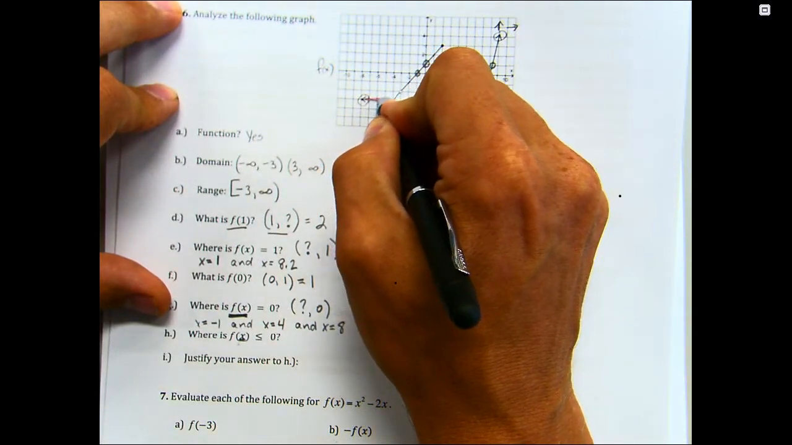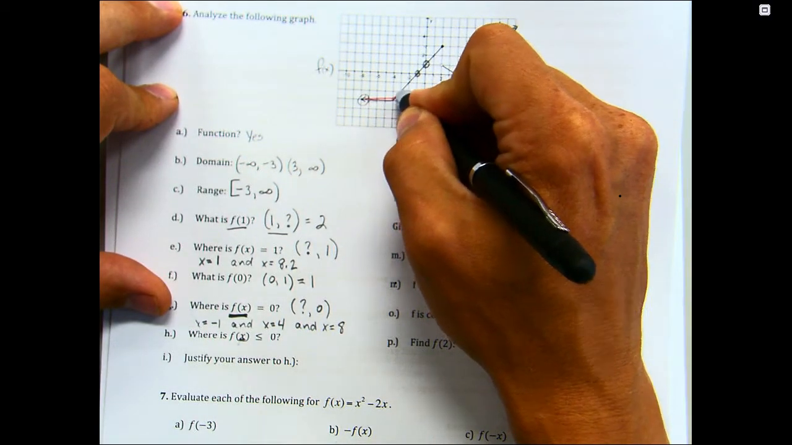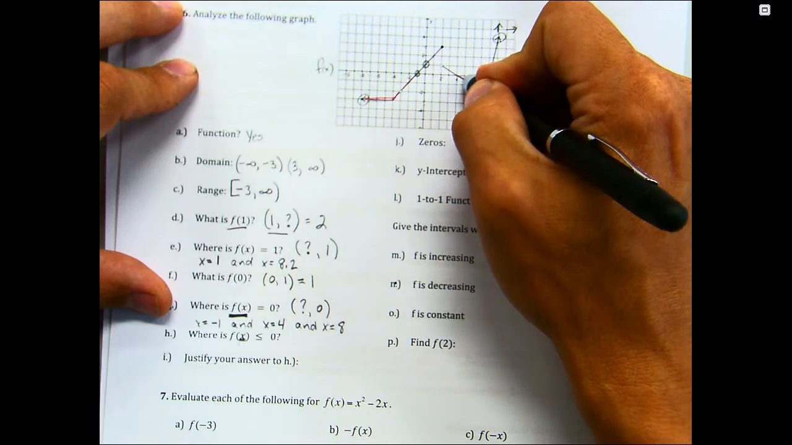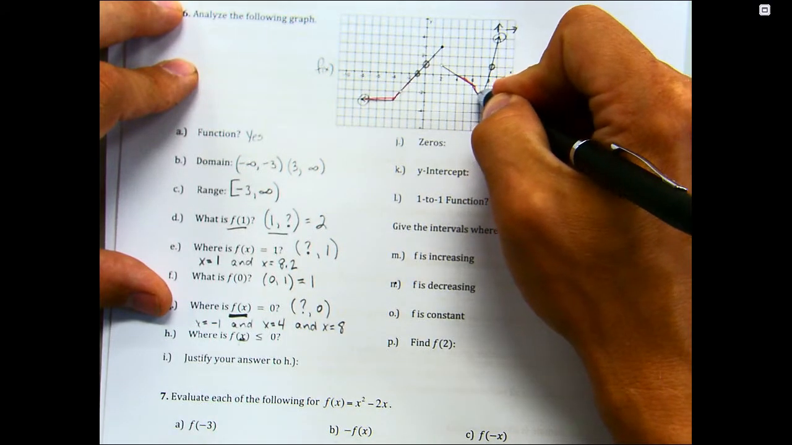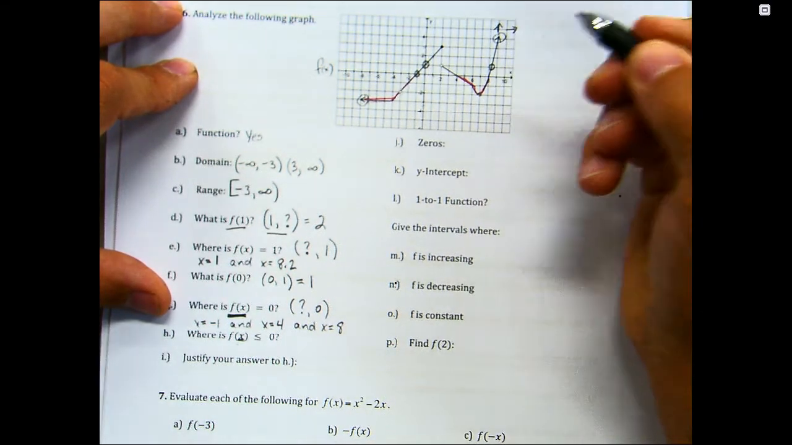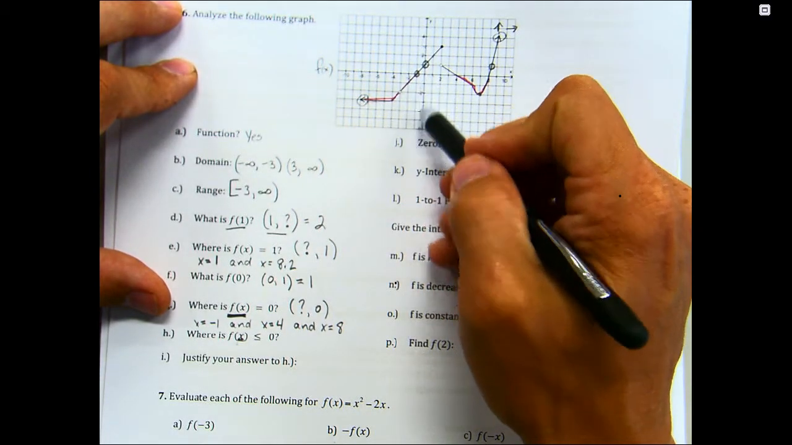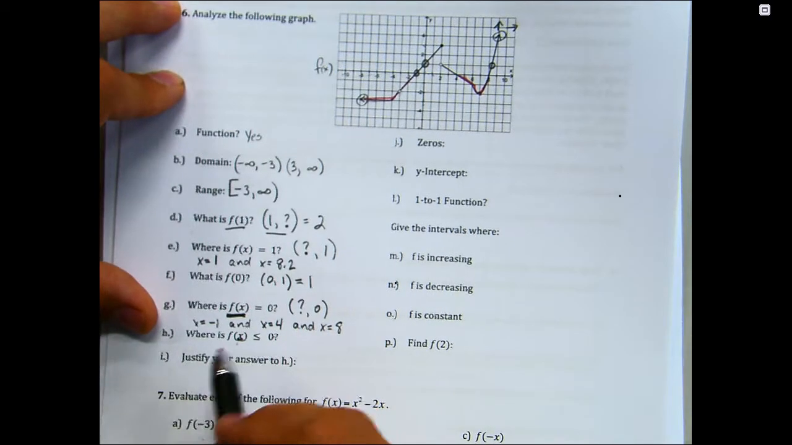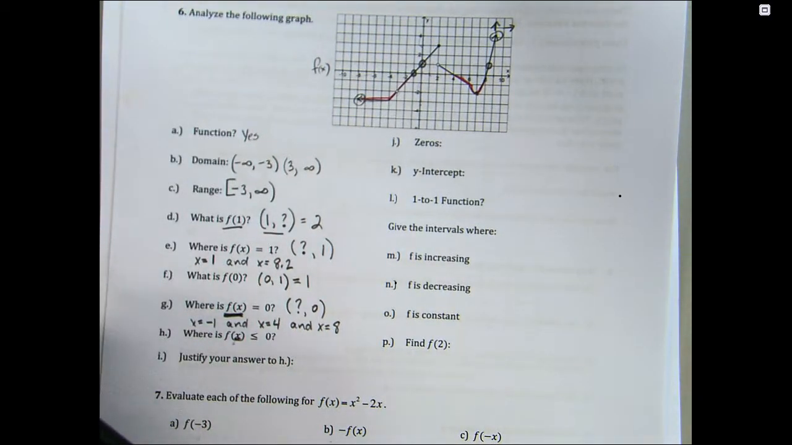All of these places here where the graph is under the x-axis is when the value is less than 0, right? Here's 0. When is the height less than 0? That's what this question is asking me. So I need to use an interval.